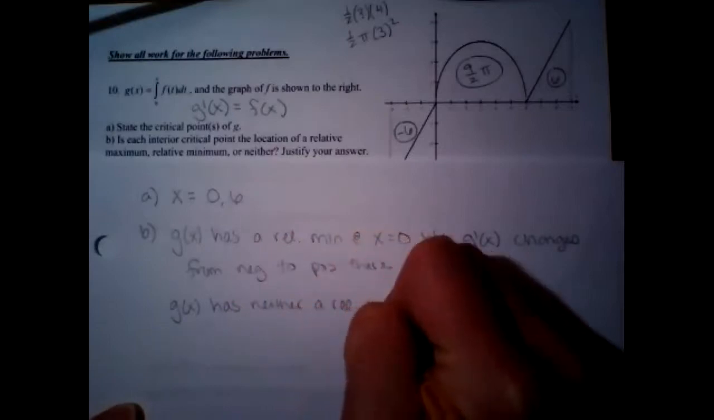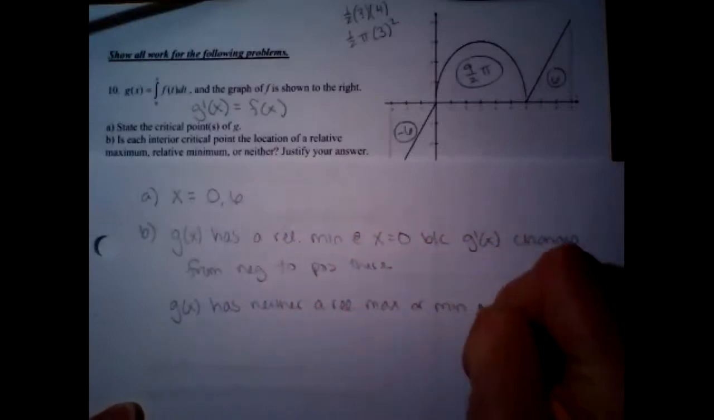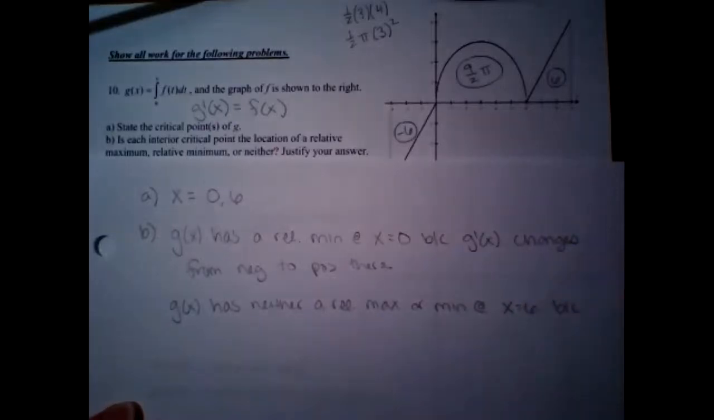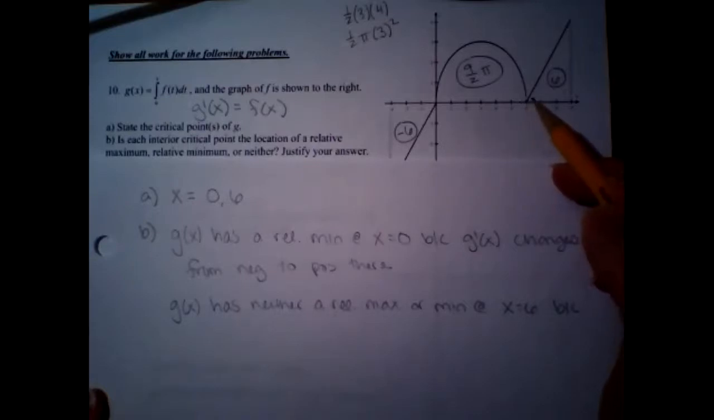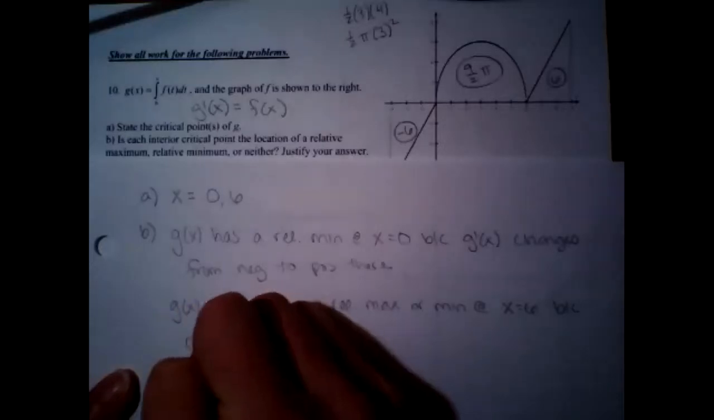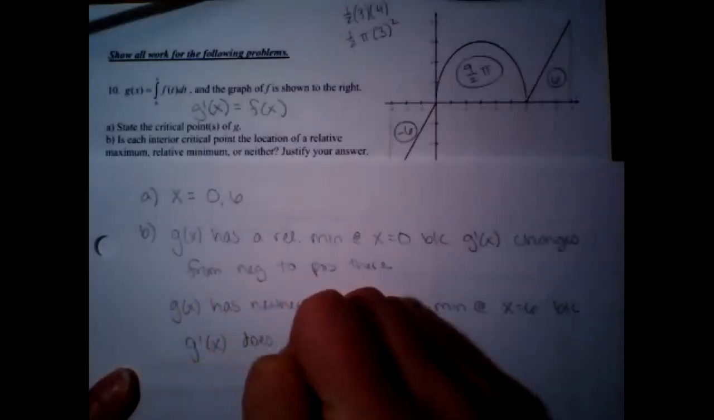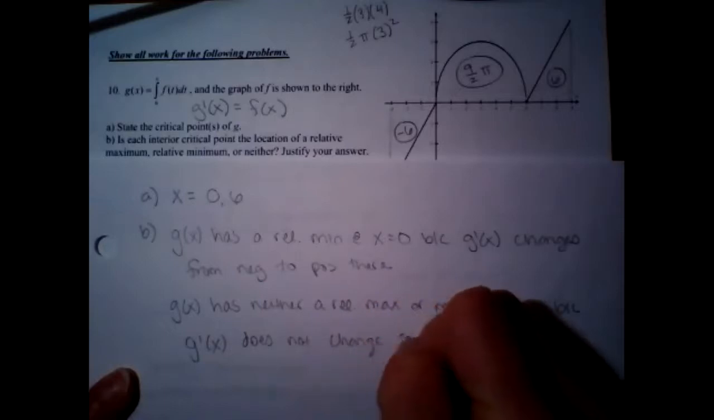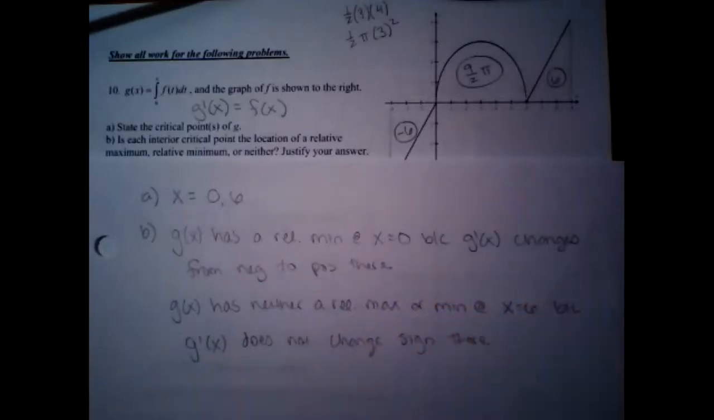Neither a relative maximum or minimum at x equals 6, because the derivative doesn't change sign there. The derivative, you could say, stays positive. I like to say it doesn't change sign, because it's neither since it does not do something. But however you want to word that, g prime does not change sign there. Positive to negative gives you a maximum. Negative to positive gives you a minimum. If it doesn't change sign, then you get neither.